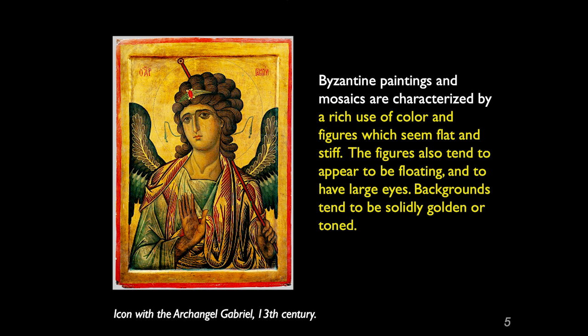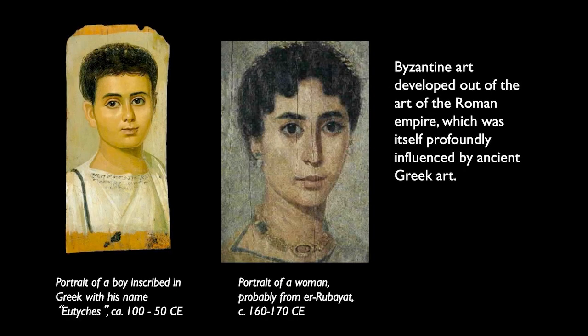Byzantine paintings and mosaics are characterized by a rich use of color and figures which seem flat and stiff. The figures also tend to appear to be floating and to have large eyes. Backgrounds tend to be solidly golden or toned. These are intended as religious lessons, and they were presented clearly and simply in order to be easily learned. Just as an FYI, the early Byzantine art is often called early Christian art as well.